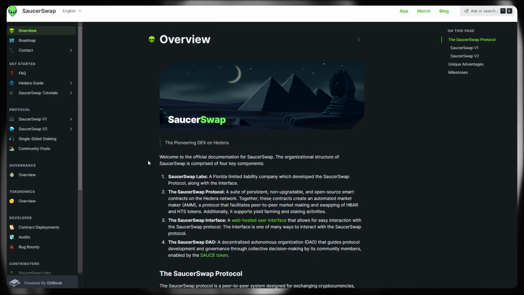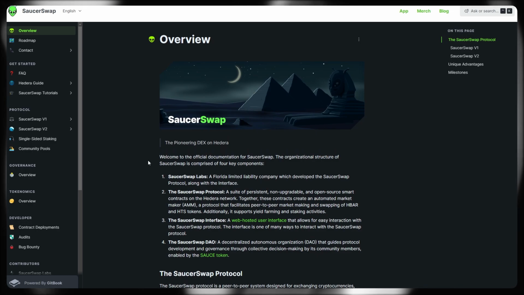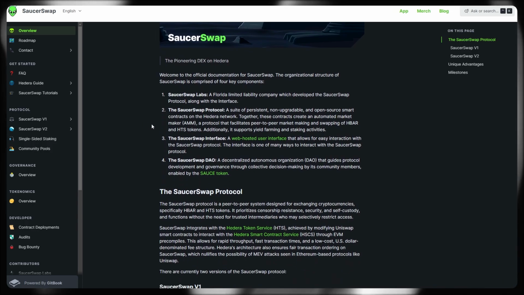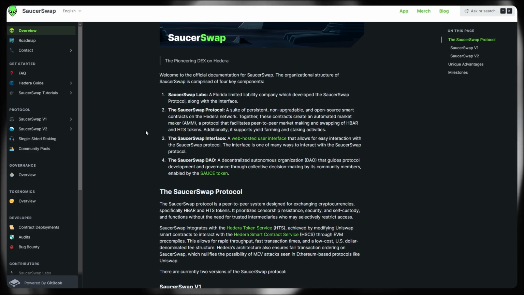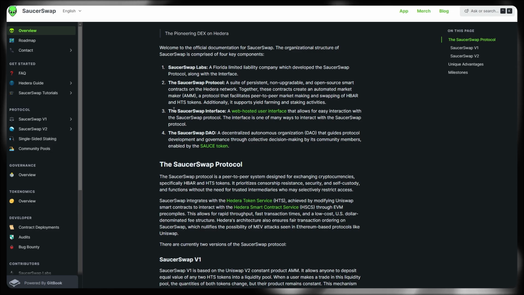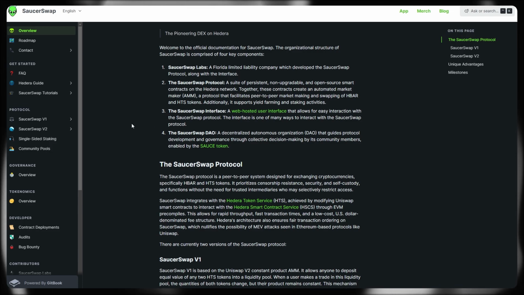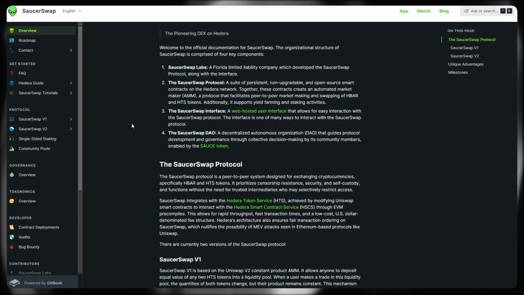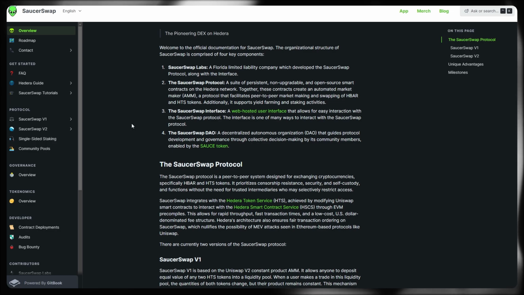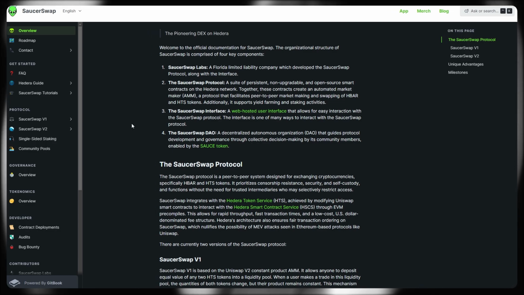Right then, looking at these docs directly, SaucerSwap, of course, being the pioneering DEX on Hedera, have launched their v2 documentation to effectively summarize a little bit more about what we're going to be seeing over the coming weeks as we gear up for this particular launch. Some background information here, of course, about SaucerSwap Labs directly, being a Florida limited liability company, developed the SaucerSwap protocol along with the interface, a suite of persistent, non-upgradable and open source smart contracts, of course, being fully open source.